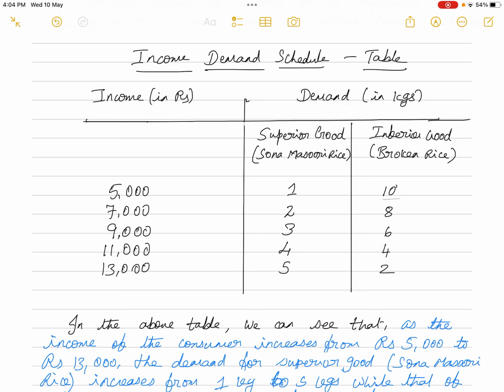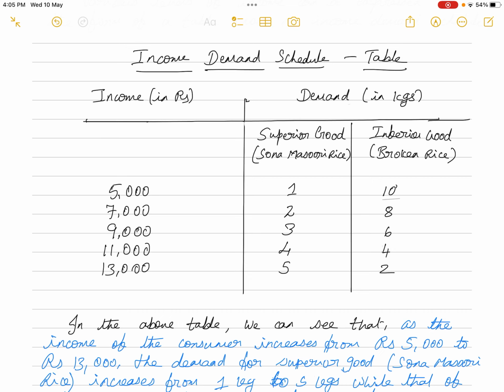Like that, when the income of the consumer keeps on increasing from 7,000 to 9,000, 11,000 and 13,000, you can see that the demand for Sona Masuri rice, the superior good, increases to 2 kgs, 3 kgs, 4 kgs and 5 kgs respectively. Simultaneously, you can see that the demand for the inferior good, broken rice, has declined from 8 kgs to 6 kgs, 4 kgs and finally reduced to 2 kgs. So this is what is happening.